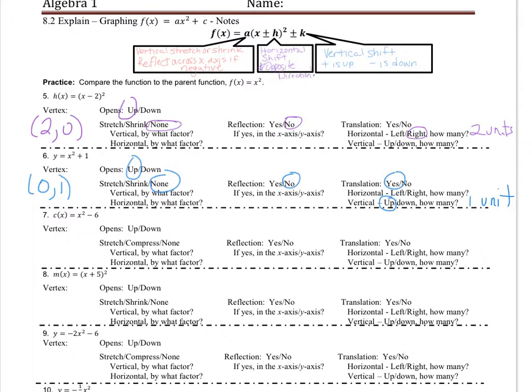Alright, so number 6 was very straightforward. You should have seen that it is only shifting up 1 unit, and that affects the y value of the vertex because we had a k. Okay, so now let's look at number 7. And again, I want you to do number 7 and number 8, the next 2, on your own. So pause your video, do number 7 and number 8, and then start the video back up to check your answers.